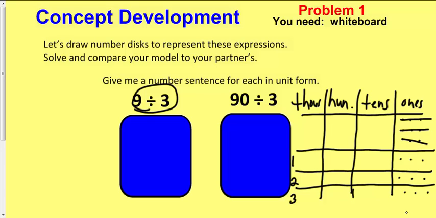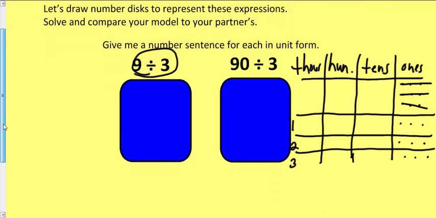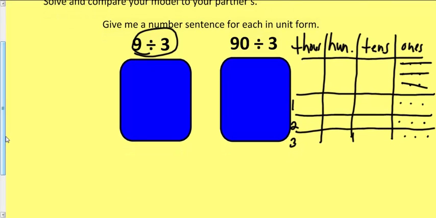Okay, and then down here at the bottom, I'm going to label this with words. Scoot my page over just a little bit so you can see. So I'm going to write right underneath this. I want you to write 9 ones divided by 3 equals 3 ones. And I have to kind of squeeze it in like that. Maybe you can do yours a little neater.